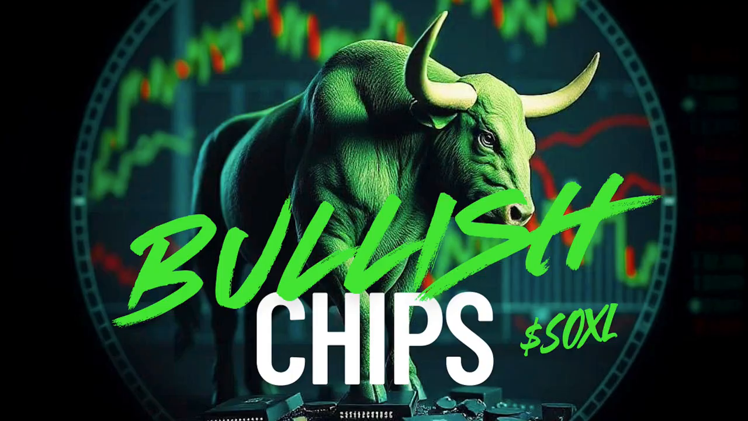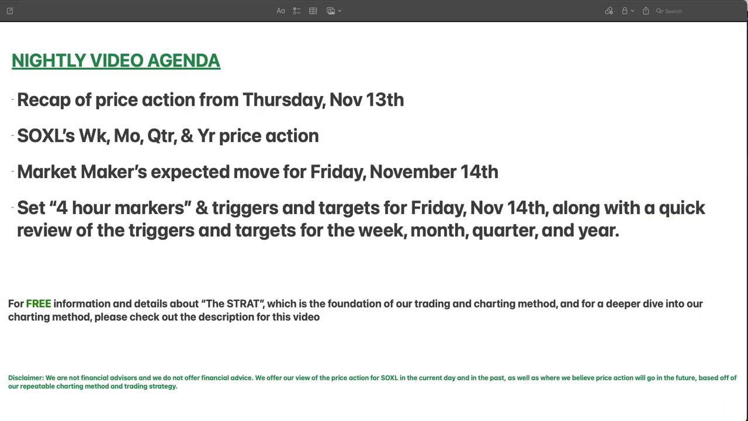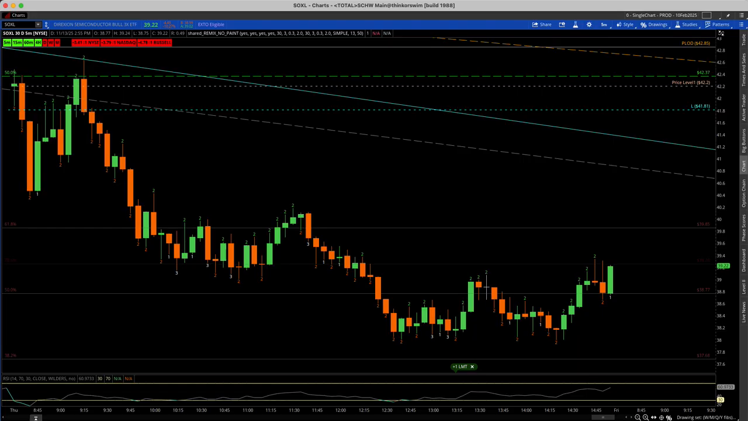So let's go ahead and look at the agenda for the day. We'll recap the price action from today, Thursday, November 13th. And then we'll zoom out like we typically do and look at the week, month, quarter, and year price action. Then we'll zoom back in after we check the market maker's expected move for Friday, November 14th, and set our triggers and targets for Friday, November 14th, and do a quick review of the triggers and targets for the week, month, quarter, and year.